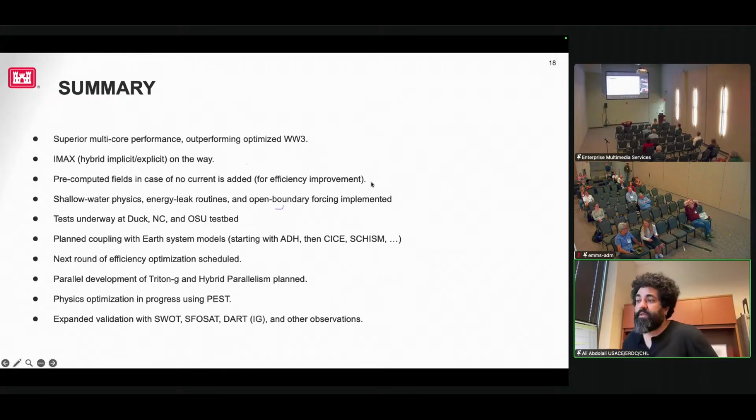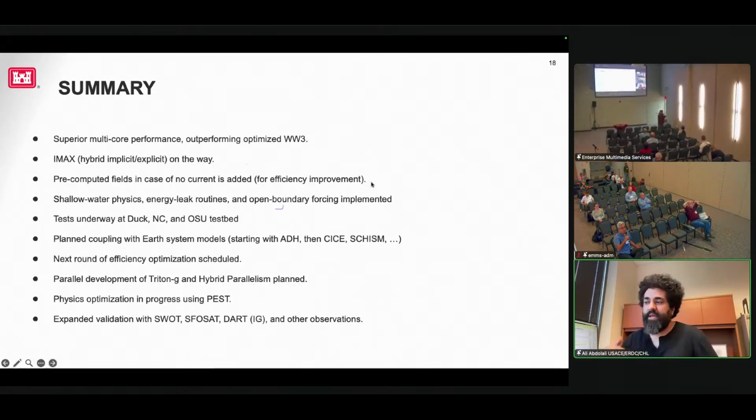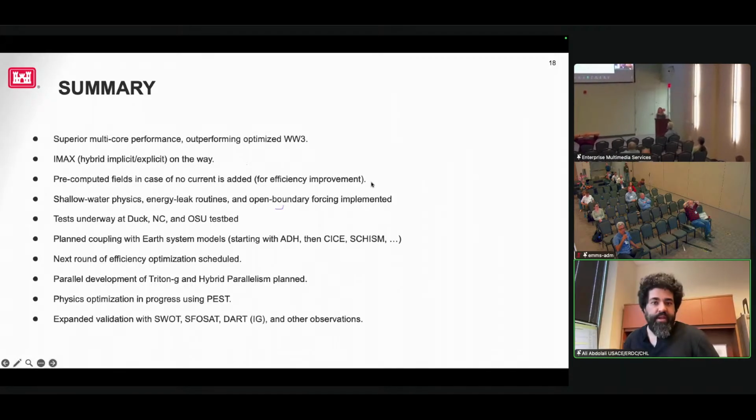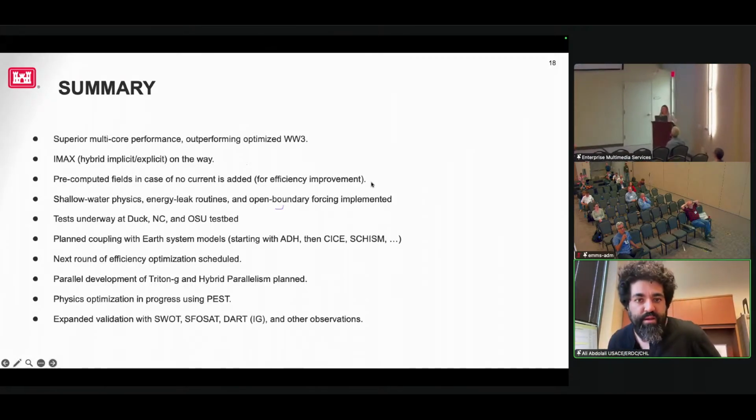And we also invite all the participants of this workshop plus NOAA to take a look at our model. And if they are interested, we can collaborate on the development. We are also working on the physics optimizations using PEST on the fly, and then also with the GPU implementation of that, and with all of the new types of observations that we have, like SWAT, CFOSAT, and DART for IG bands.